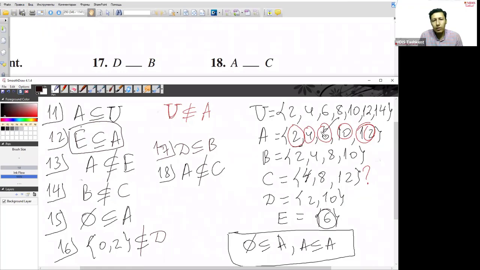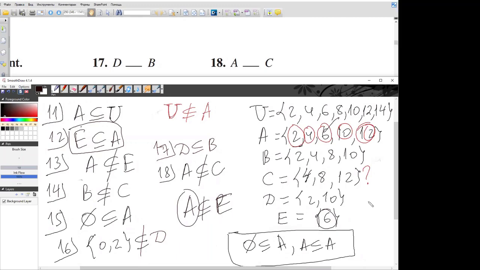But A is not a subset of E, because here you have to compare the elements of A. All the elements of A must be elements of E also, but it's not true. Here, for example, we have 2, but we don't have 2 in E. So not all elements of A are also elements of E, therefore it is not a subset. Okay, understandable now.